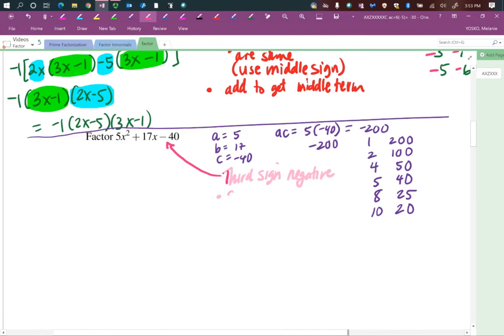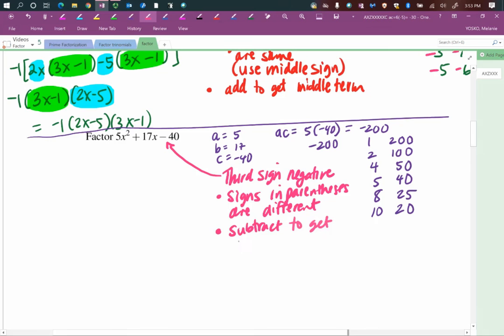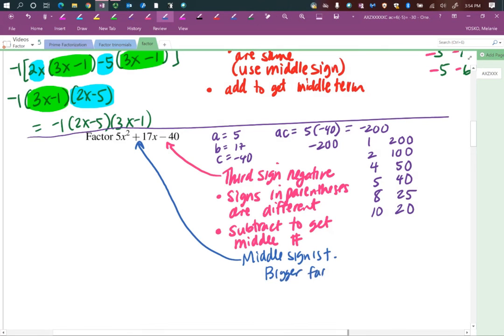Third sign is negative, so when we get done factoring, signs in our parentheses are going to be different. Okay, and we are going to subtract to get the middle number. Okay, and when we look at this plus right here, the middle sign is positive. So the bigger number, the bigger factor, is positive. So we're going to plus this all right here. And we're going to put negatives on the other ones because we're going to subtract. We're going to combine the values. If you combine two numbers where one's positive, one's negative, you're actually subtracting and using the sign of the bigger one. Negative 1 plus 200, that's like 200 minus 1, 199.